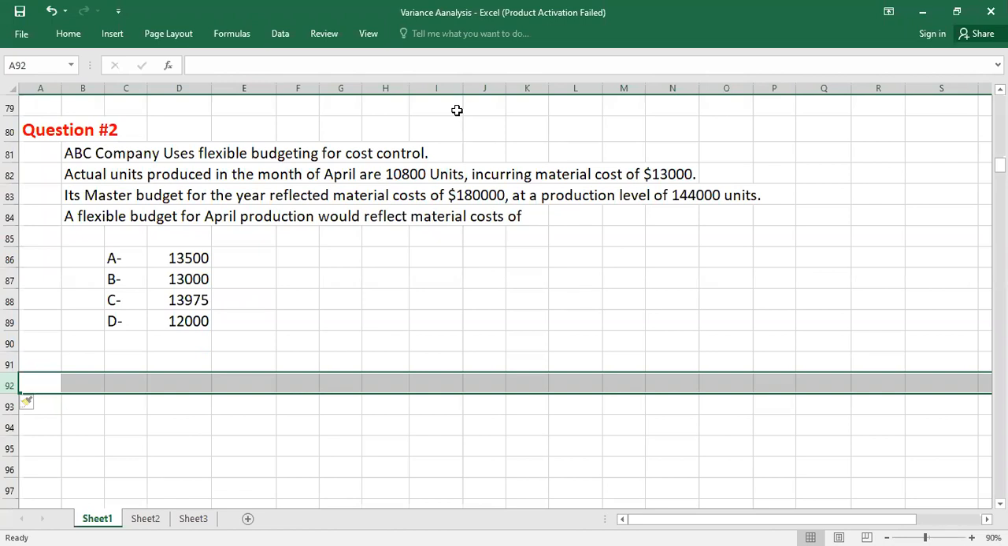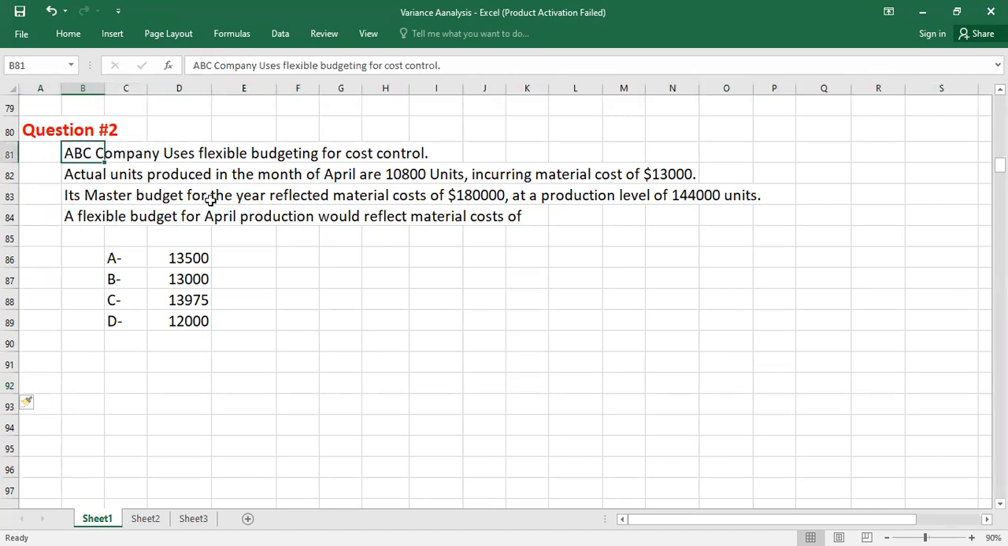Let's apply the concept with another example. We have another company, ABC company here. ABC company uses flexible budgeting for the cost control. Actual unit produced in the month of April are 10,800 units. So these are the actual units, don't forget.